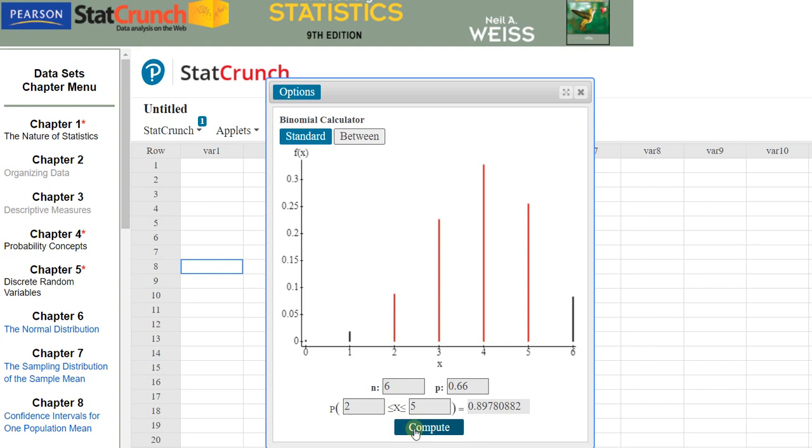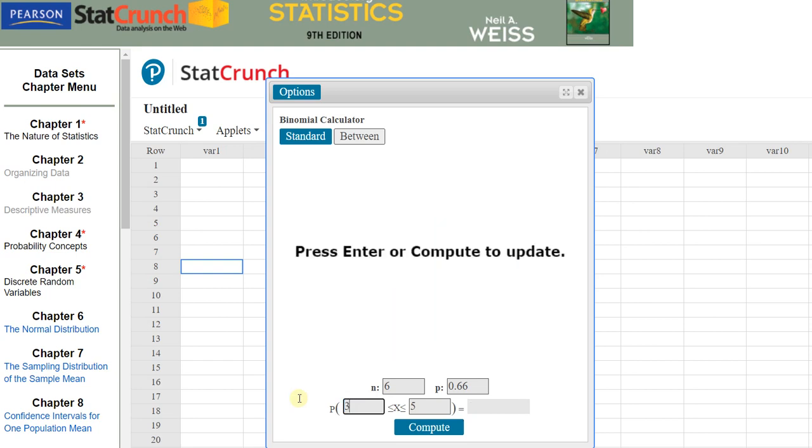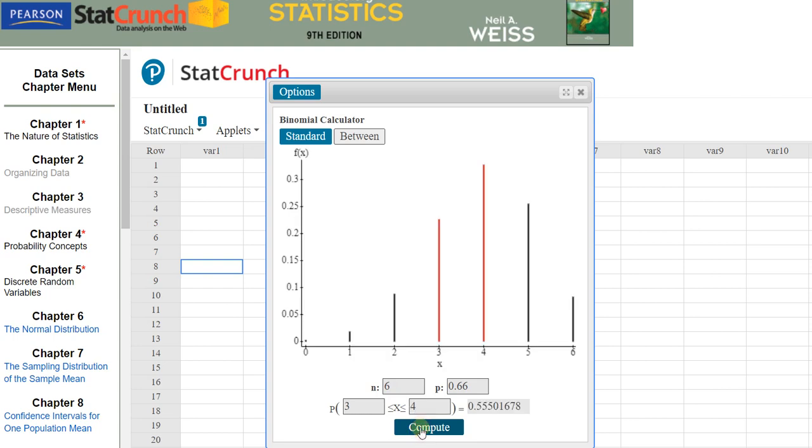What if it's between 2 and 5 exclusive? Well, between 2 and 5 exclusive means 3 or 4, right? Because we don't include 2 and 5. So now we want between 3 and 4 inclusive. You turn that exclusive between 2 and 5 into an inclusive between 3 and 4, and there you go. Notice only 3 and 4 are now selected.